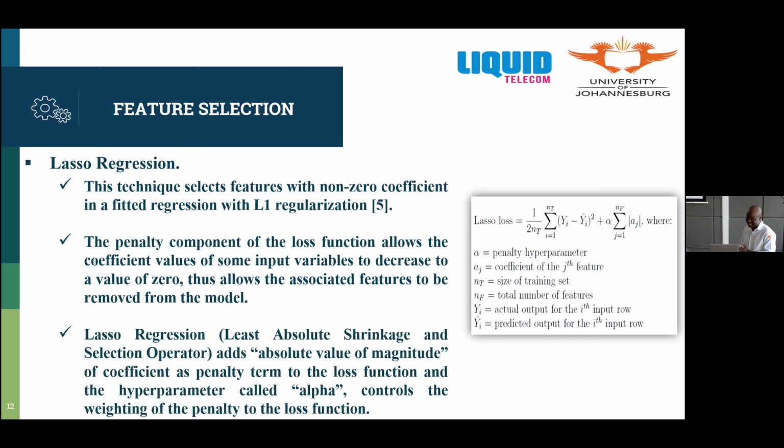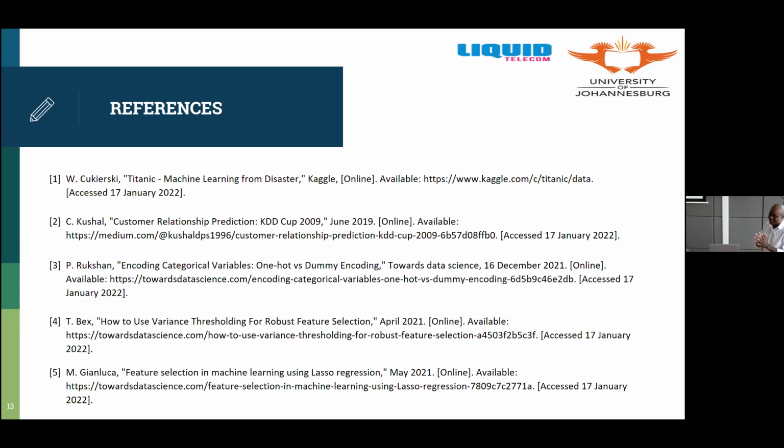What it does is add an absolute value of magnitude. If you look at the formula there in the penalty part, the second piece of the formula, you have the penalty parameter alpha. If you look inside the sum, that's what they talk about, the absolute value of magnitude, all right? So it's going to add this magnitude of coefficient as a penalty term to the loss function, and the hyperparameter called alpha, which I mentioned before, controls the weighting of the penalty in the loss function. All right, so that's basically the high-level presentation.